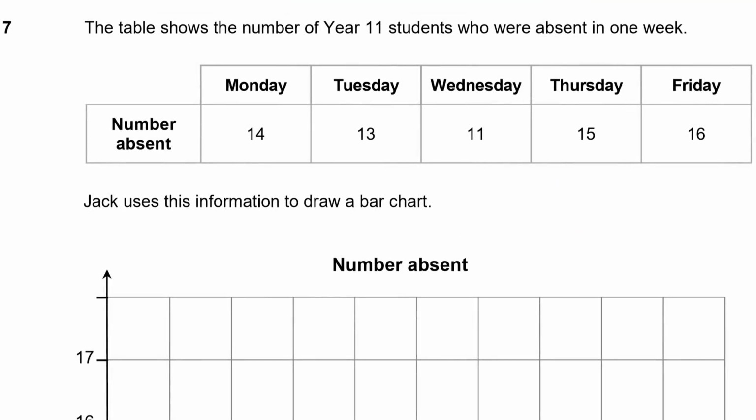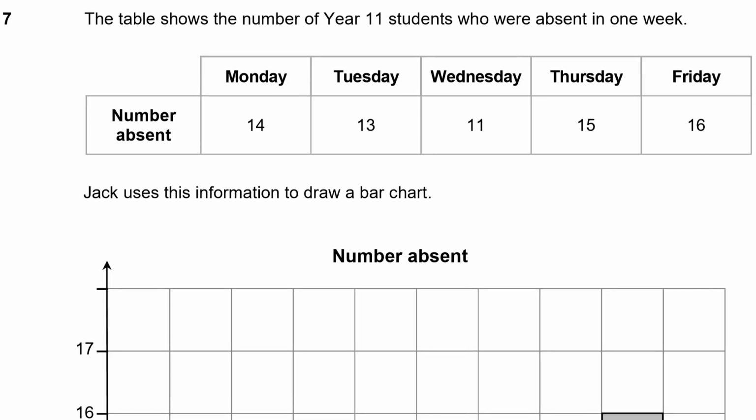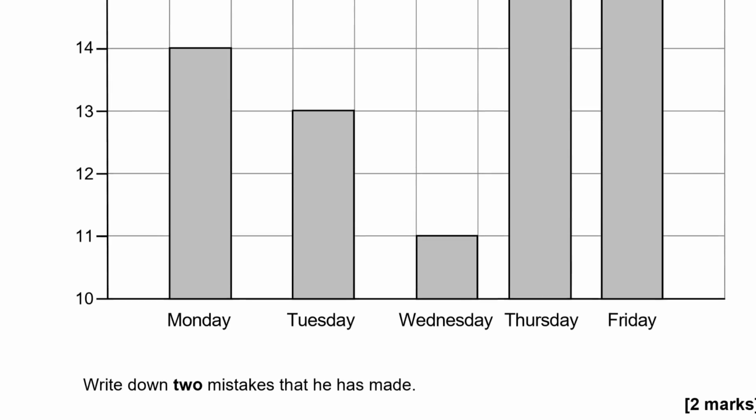Question 7. The table shows the number of Year 11 students who are absent in 1 week. That is quite a lot. You need to be in every day if you're going to do well in your GCSEs. So number of absences on Monday was 14, 13 on Tuesday, 11 on Wednesday, 15 on Thursday, and 16 on Friday. Jack uses this information to draw a bar chart. Okay, here it is. Write down 2 mistakes that he has made.